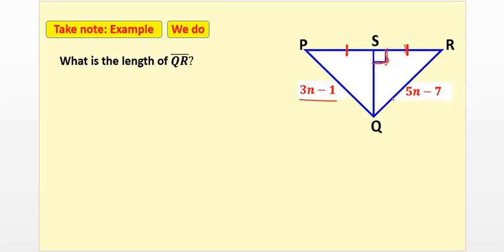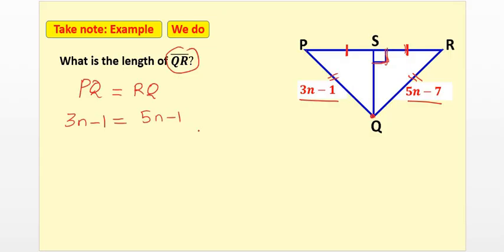So I can say 3n minus 1 will be equal to 5n minus 7, because this point Q will be equidistant from R and P. So I can say that PQ is congruent to, or equal to, RQ. Why am I making this equation? So that I can find the value of n. Until I find the value of n, I won't be able to find the value of QR, because I have to substitute this value of n here to know how long QR is. This is what they want us to find.